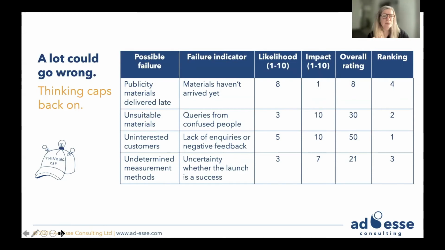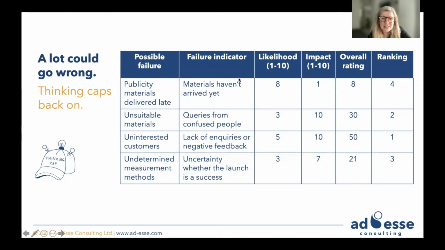But the first thing we do is we put our thinking caps on, so that's a template, and we say what could go wrong. Okay, so we brainstorm all the possible failures. Now, here we've just identified a few that you can see on this template there in the far left-hand column. So the publicity materials are delivered late. Some of the materials are unsuitable. Our customers are uninterested. And actually, one of the failures is that we might be unable to determine whether we've been successful or not. So we have an undetermined measurement of success, which is something we see quite often in organizations.